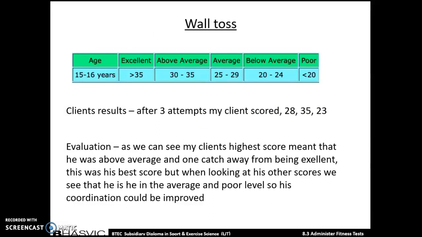So for the wall toss test, after 3 attempts, my client scored 28, 35 and 23. And as we can see, my client's higher score meant that he was above average and 1 catch away from being excellent. This was his best score, but when looking at his other scores, we see that he is in the average and poor level, so his coordination could be improved.